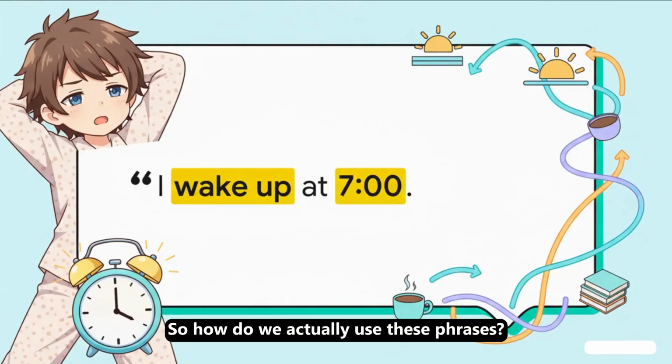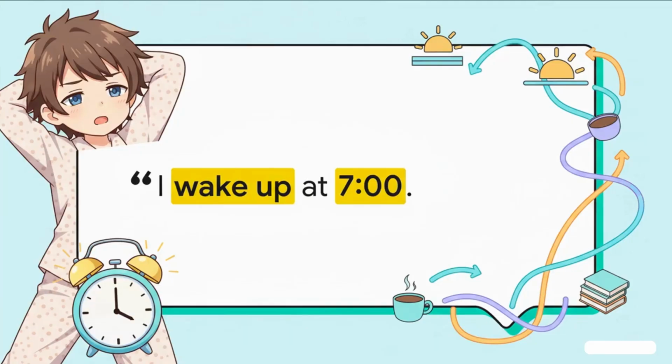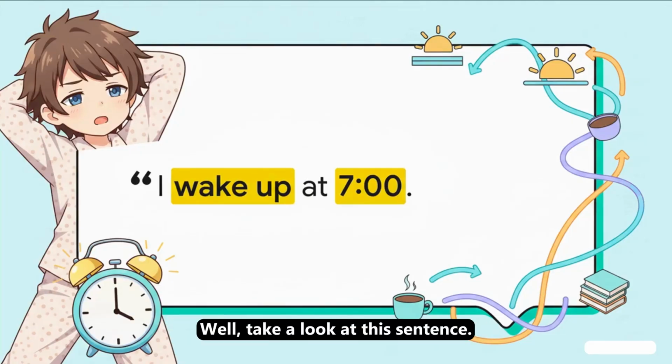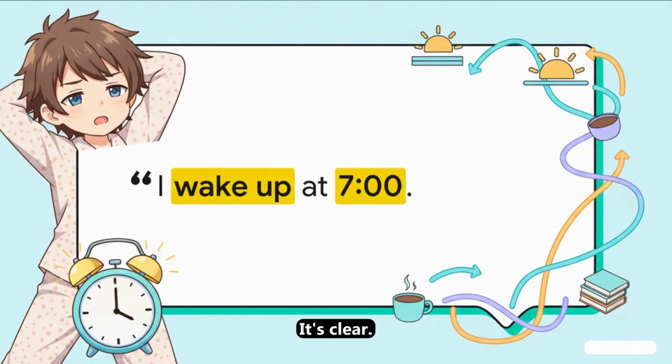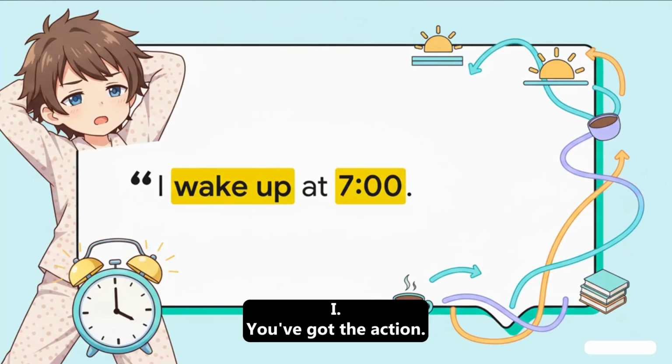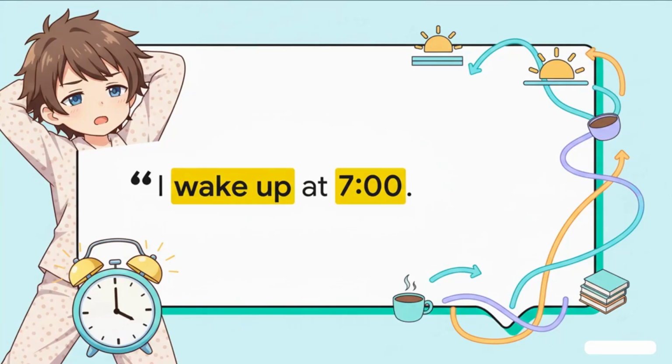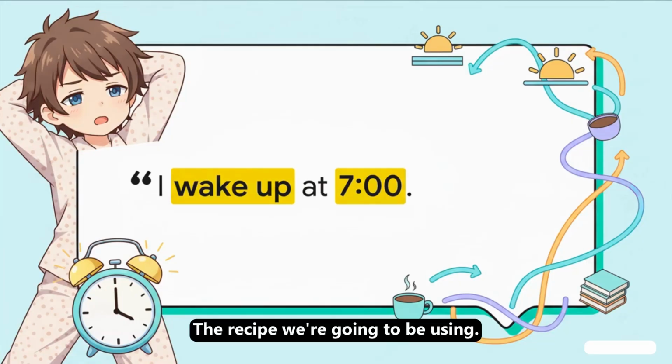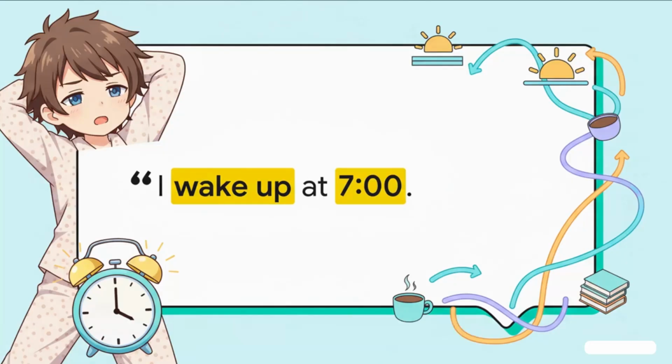So, how do we actually use these phrases? Well, take a look at this sentence. It's simple, it's clear, it's perfect. You've got the person, I, you've got the action, wake up, and you've got the time, at 7 o'clock. This is the basic structure, the recipe we're going to be using.